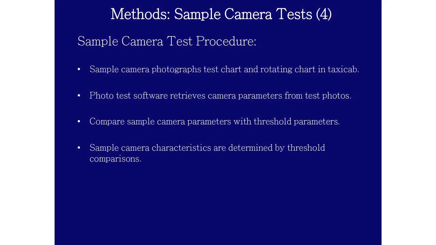These are sample camera test procedures. First, the sample camera will photograph the test photos. Second, the software will retrieve the camera parameters from the test photos: resolution, dynamic range, distortion, and the shutter speed. Then we'll compare the sample camera parameters with the threshold parameters, and in this way, determine the characteristics of the sample cameras.